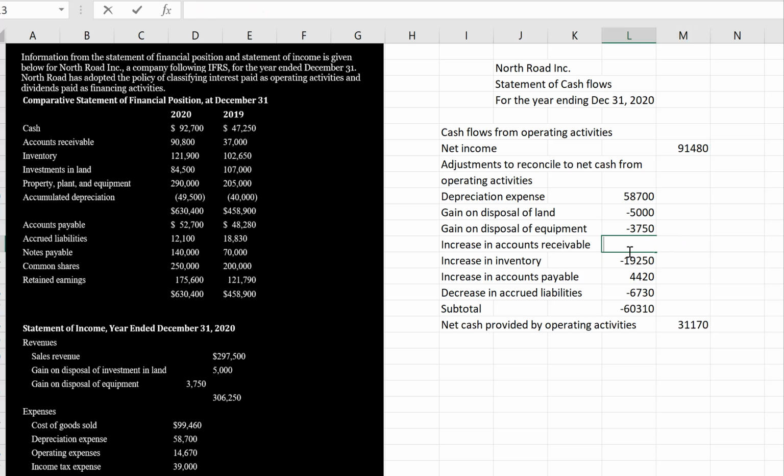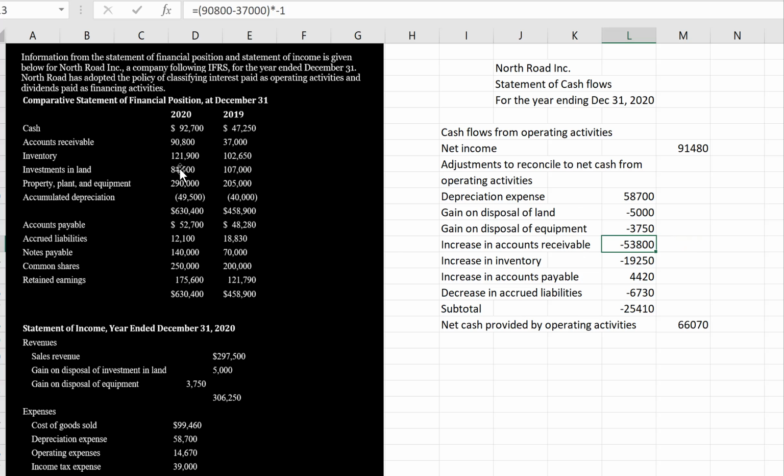Okay, let's do AR again. So what's the change in AR? We've got, it went from 90,800 minus 37,000 in the previous year. Okay, there we go. 53,800 is the right number.